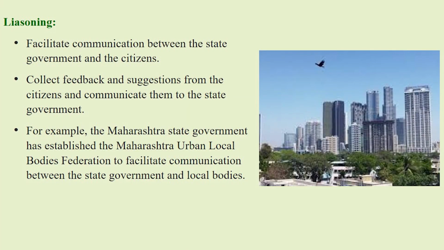Regarding licensing, local governments play a crucial role in facilitating communication between the state government and the citizens. They act as a liaison between the two, ensuring that the policies and schemes of the state government are implemented effectively in their respective areas. They also collect feedback and suggestions from the citizens and communicate them to the state government. For example, the Maharashtra state government has established the Maharashtra Urban Local Bodies Federation to facilitate communication between the state government and the urban local bodies.